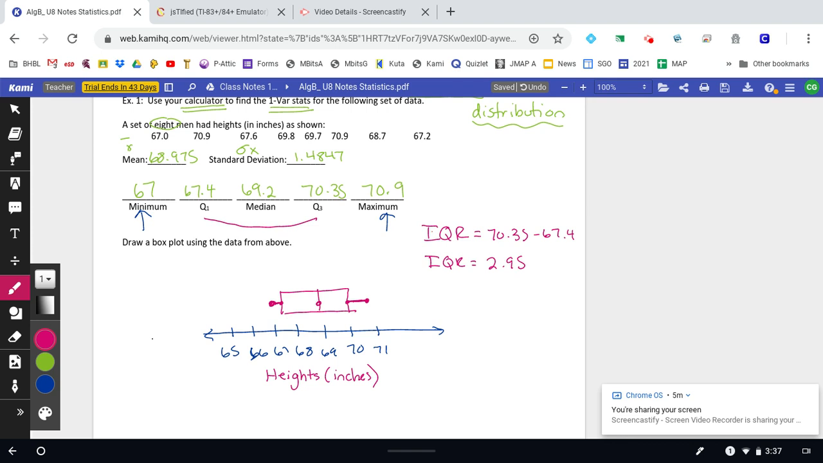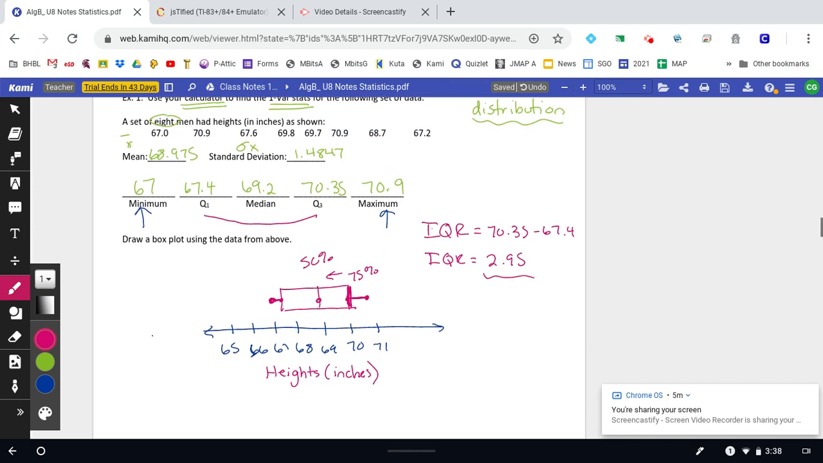So most of the men are within 3 inches of each other. That's 50% of the data, and 75% of them are lower. So there are different things that we can look at when we talk about our box plots.